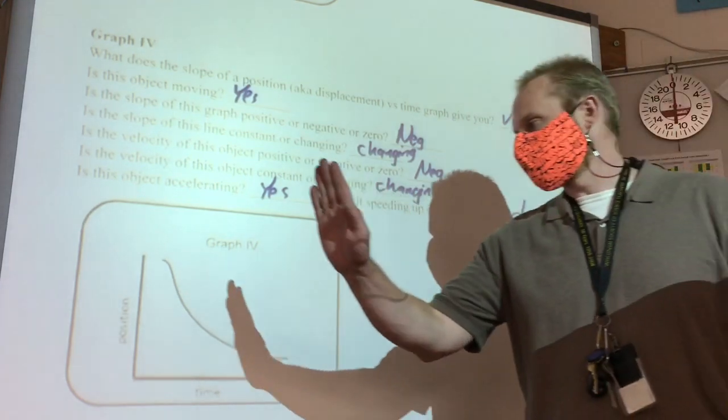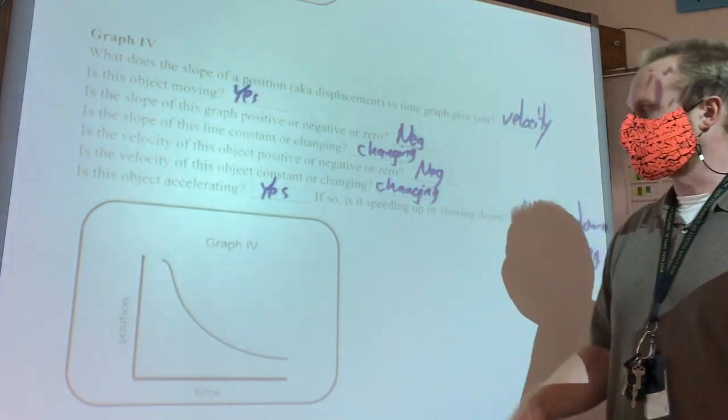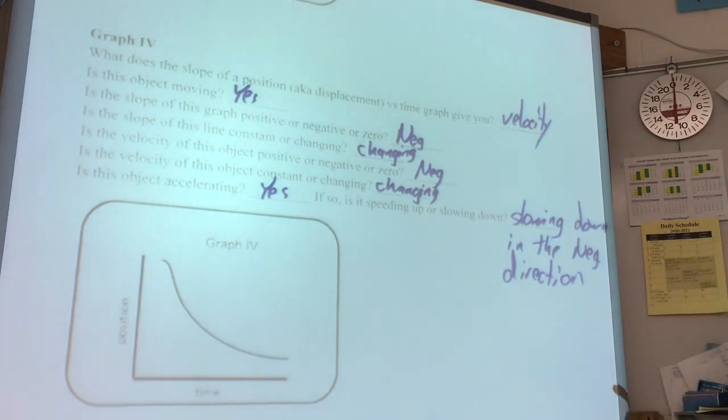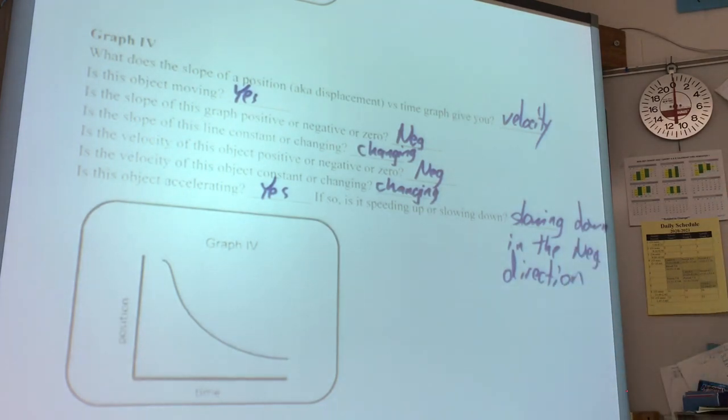Now this one, the slope was here, now it's here, now it's here, now it's here. It's getting flatter, so my slope is getting smaller. So I went from like -8 to -4 to -2 to -1. My number is getting smaller, therefore it's slowing down. It just happens to be slowing down in the negative direction.